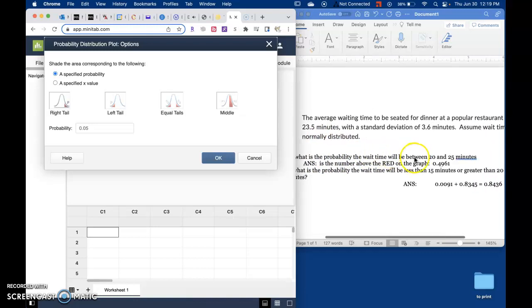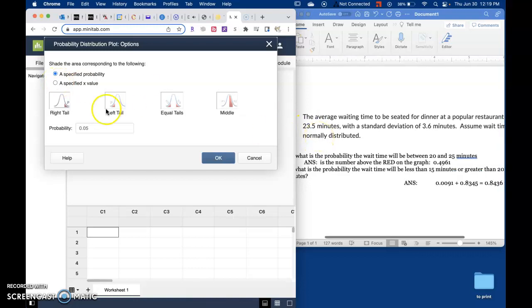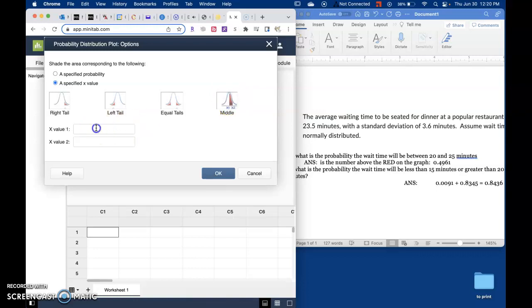What is the probability the wait time will be between 20 and 25 minutes? It says between, so look at all the pictures. This is on the right side, this is above, this would be below, this would be equal tails, which is hardly ever used. Or we have middle of a specific value, because we want in between, 20 and 25 minutes. So you're going to click on a specified value, and we want between, so we're picking this middle graph because we want to know the red part that matches up between 20 and 25 minutes.